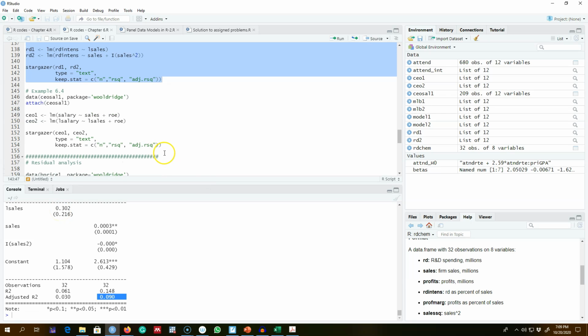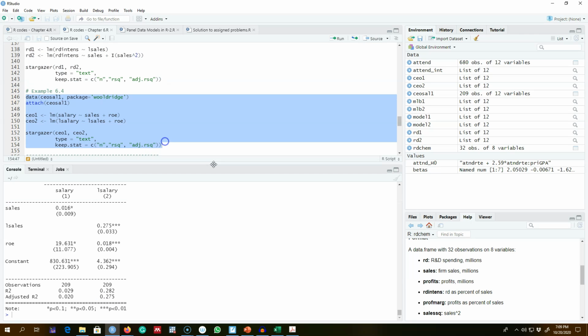One thing that we need to be careful about when using adjusted R squared is that if we have different dependent variables across models, we cannot compare those models. For example, if we want to explain the salary of CEOs as a function of sales and return on equity in our first model, and in the second model we want to explain log of salary as a function of log of sales and return on equity, we see that in the first model, our dependent variable is salary. In the second model, it is log of salary.